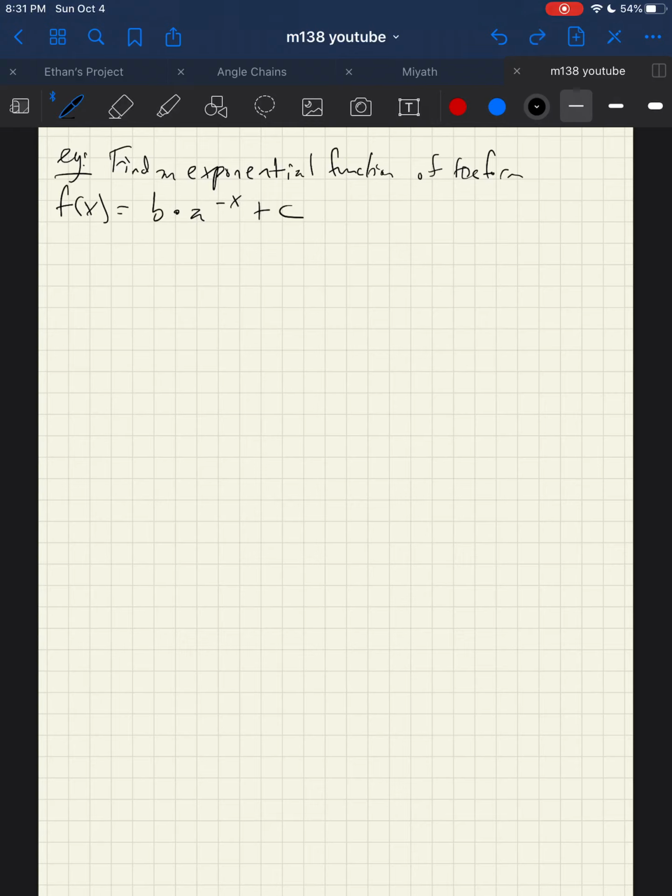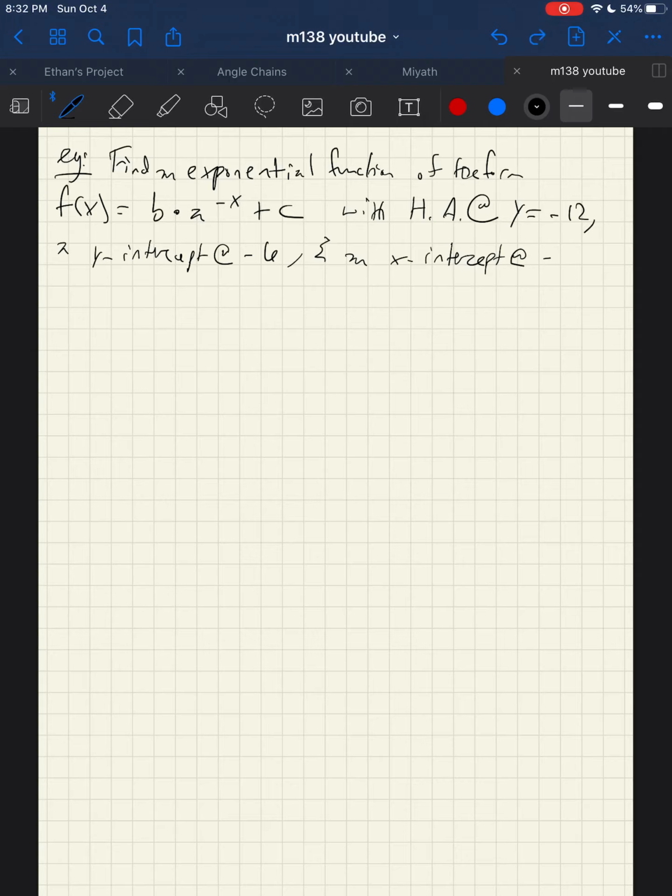What have we done? We've horizontally flipped it. We've got a vertical dilation and a vertical shift, right? So the function of this form with a horizontal asymptote at y equals negative 12, a y-intercept at negative 6, and an x-intercept at negative 1.